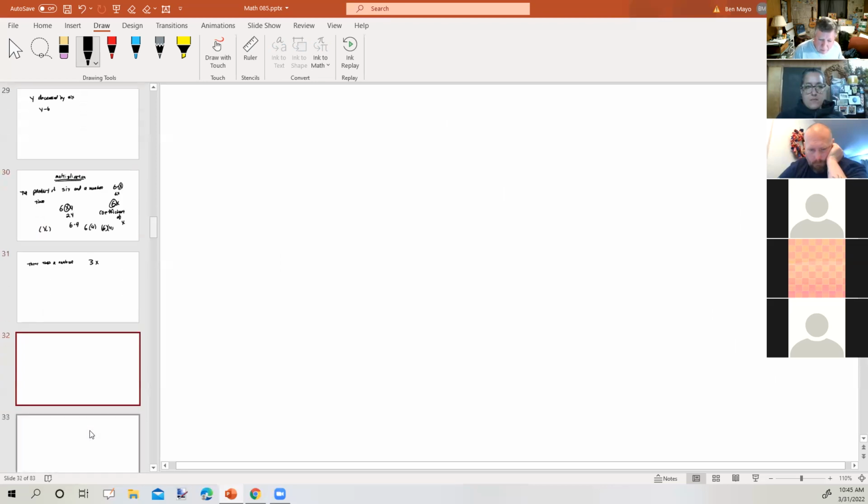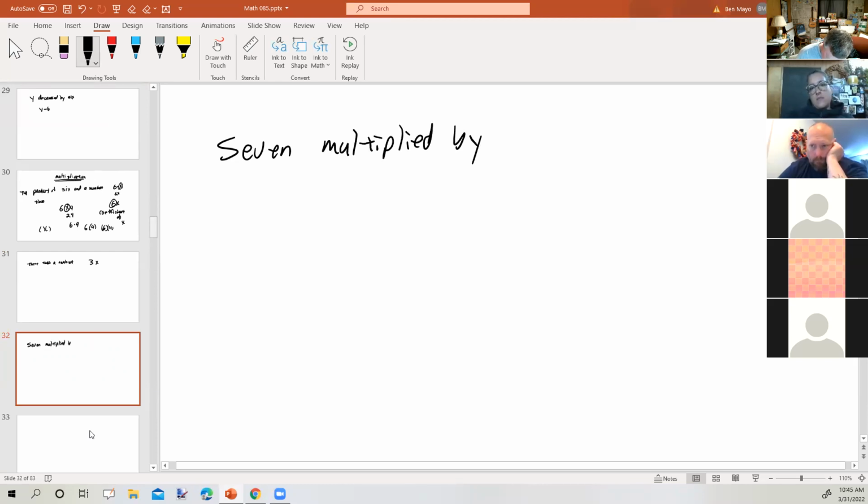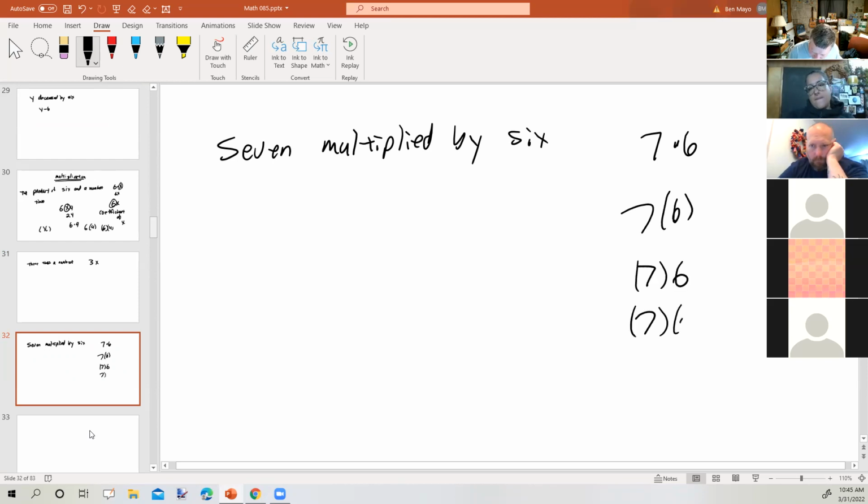How about multiplied by? 7 multiplied by 6. So that would be 7 times 6. But we'll avoid writing it that way. Not that it's wrong, but it will lead to confusion with variables.